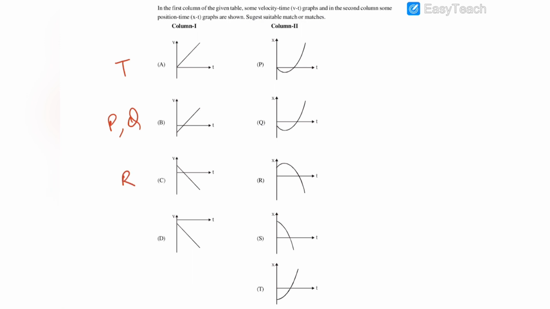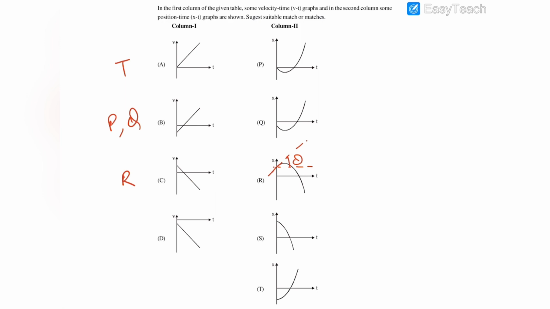Now for D. In case of D, this is a VT graph which is starting from negative velocity and it is a straight line going down. So obviously the displacement time graph would be a parabola which is opening in the downward direction. So P and Q cannot be the correct matchings. Now let us examine R. You can see that the initial velocity was negative in this case, and in option R the initial velocity was positive because the slope initially was positive. So R cannot be the correct choice.